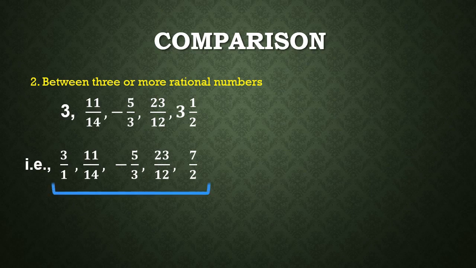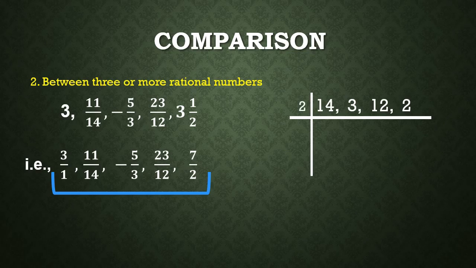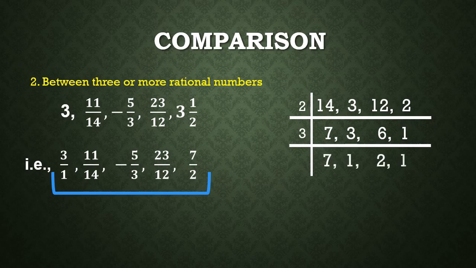Anyway, we need to find the LCM of these denominators. We can exclude writing 1, right? So 14, 3, 12 and 2. Now 2 divides 3 of them: 14, 12 and 2. This gives us 7, 3, 6 and 1. That 3 remains same because 2 doesn't divide. You know that for LCM. And as I told you, as long as two numbers have a common factor, continue dividing. Here 3 and 6 still have a common factor, 3. So dividing by 3 gives us 7, 1, 2 and 1. We don't have any more numbers which have a common factor other than 1. So the LCM of those denominators is 2 into 3 into 7 into 2, which is equal to 84.